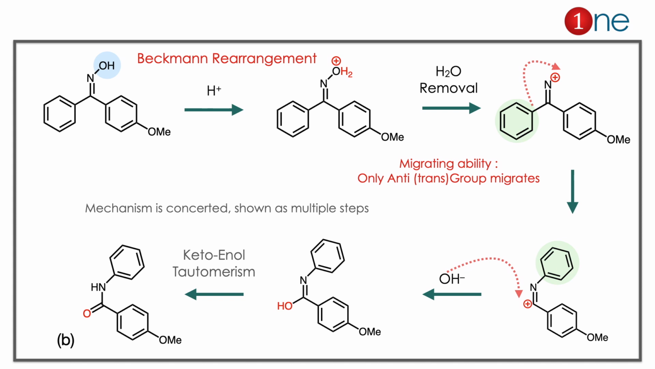The anti-group, which is phenyl, migrates. The migrating ability is decided by the anti-group. So the anti-group, a trans group, is phenyl, and it migrates. So you have the cation formation at the carbon there. The cation has to be quenched.